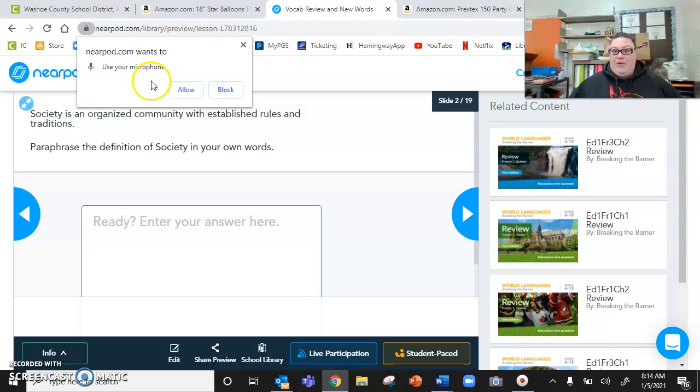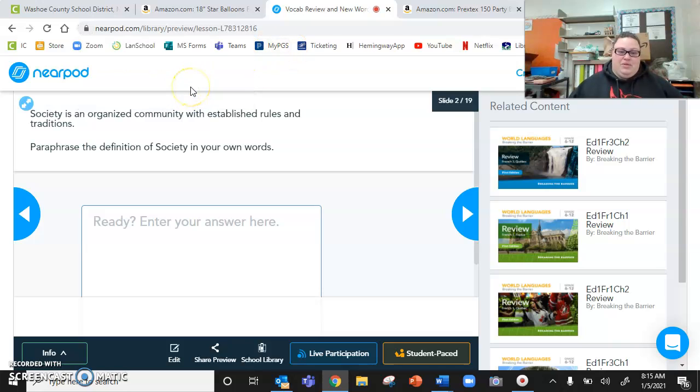Before we even get into this, you're going to see a little pop-up up here that says Nearpod.com wants to use your microphone. If you want to speak your answer, as always, you're going to click allow, okay? So, sure, it can use my microphone. I'm okay with that.